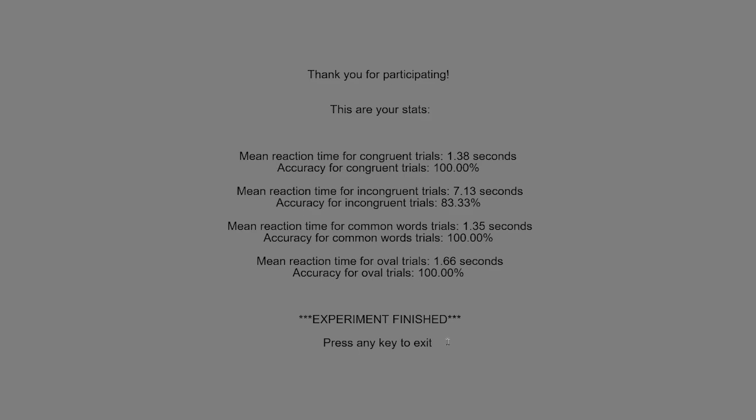And at the end, we have this screen where it says, thank you for participating. And it's listing my stats, which are the mean reaction time for each trial, and also the accuracy for each trial. So you can see there's 100% in all of them, except for the incongruent trial, which is where we're going to find this mistake. And because the experiment is finished, I can press any key to exit.